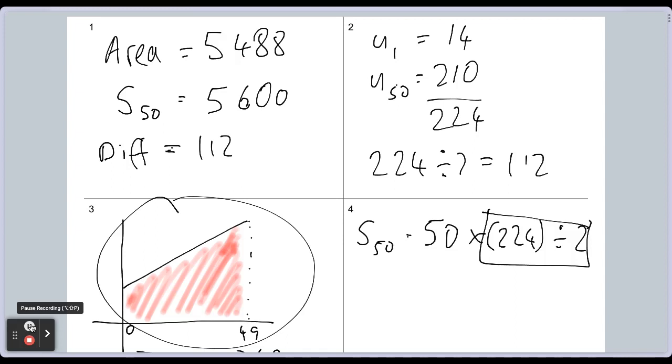So, brief summary for the video. The area that you worked out of the trapezium was 5,488. The sum to 50 terms was 5,600. That's a difference of 112, which just happens to be half of 224, which was the thing that we were summing up over and over and over again 50 times, and then dividing by 2.